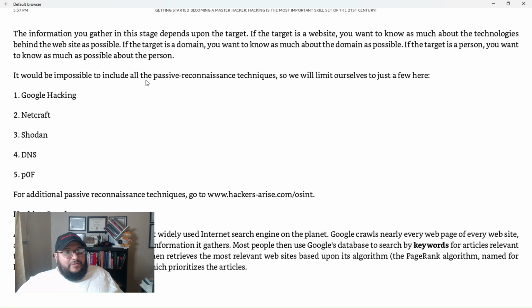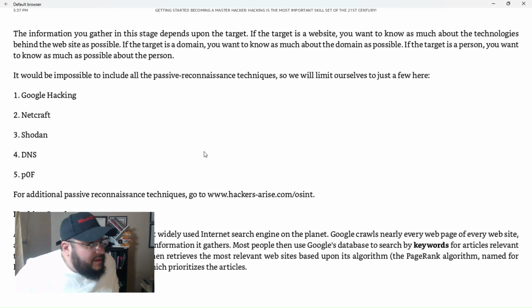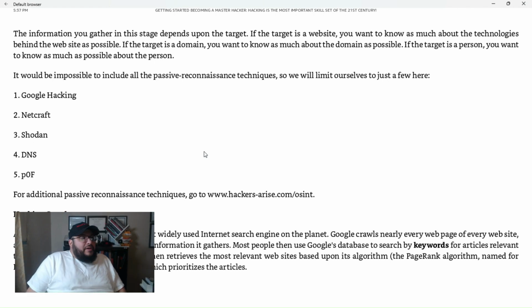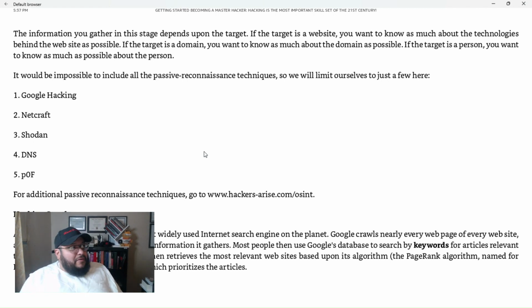This is the most interesting part. The information you gather in this stage depends on the target. If the target is a website, you want to know as much as possible about the technology behind the website. If the target is a domain, you want to know as much as possible about the domain. If the target is a person, you want to know as much as possible about the person. It would be impossible to include all the passive reconnaissance techniques, so we will limit ourselves to just a few here.